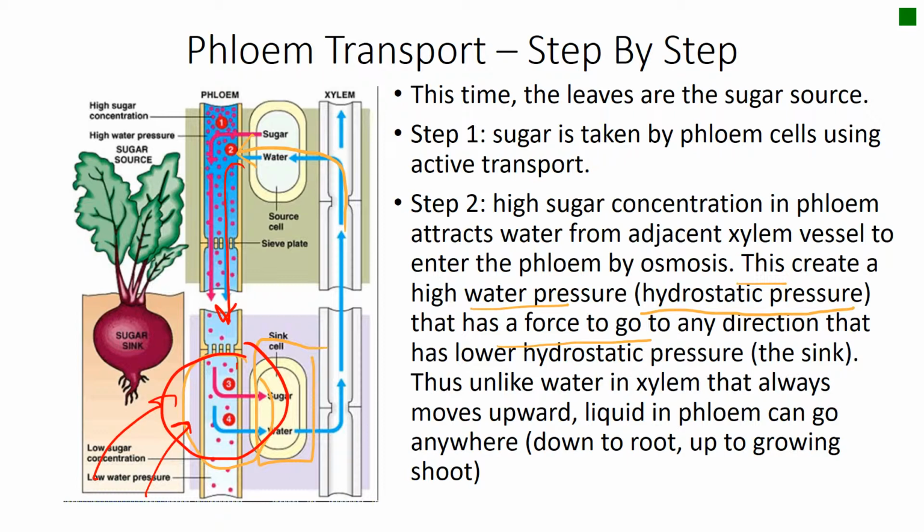Alright, let's continue. Unlike water in the xylem that always moves upward, liquid in the phloem can go anywhere. So don't get it wrong, it does not always go to the roots. If there is a plant with a branch, and on top of it there is a flower or fruit that is growing, the water pressure can also go in that direction. So it can go to the left, to the right, up and down. That's the nature of the direction of phloem movement in the plant.